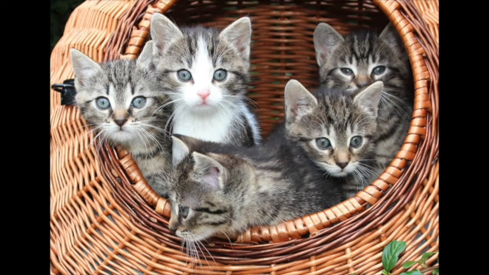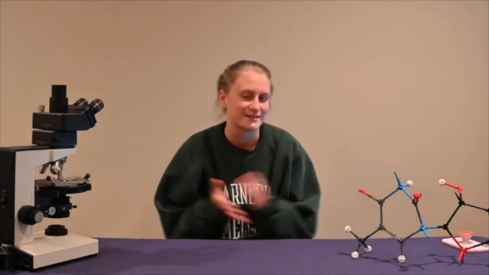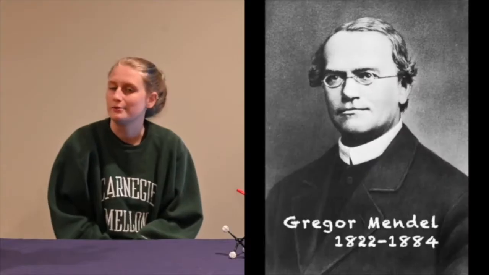It's the reason why you see small differences in a litter of kittens that come from the same parents, and the reason why children look similar to their parents but not identical, and also why siblings don't look exactly identical to one another, except for the case of identical twins. One of the first scientists to do major research in this area was Gregor Mendel.